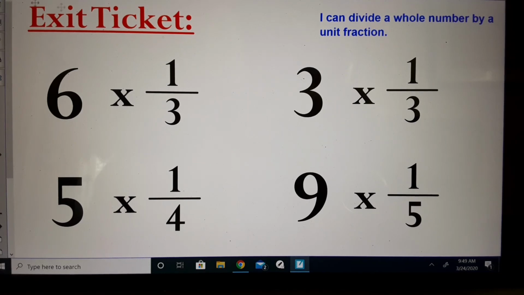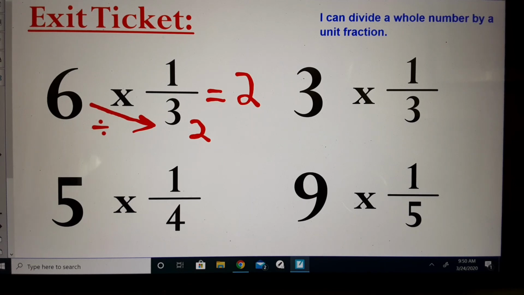Okay, here we go. 6 times 1/3. Well, I immediately notice that 6 can be divided by 3. So I'm thinking I'm going to do 6 divided by 3 is 2. And my numerator of 1 says I only need 1 of these, so the answer is 2.